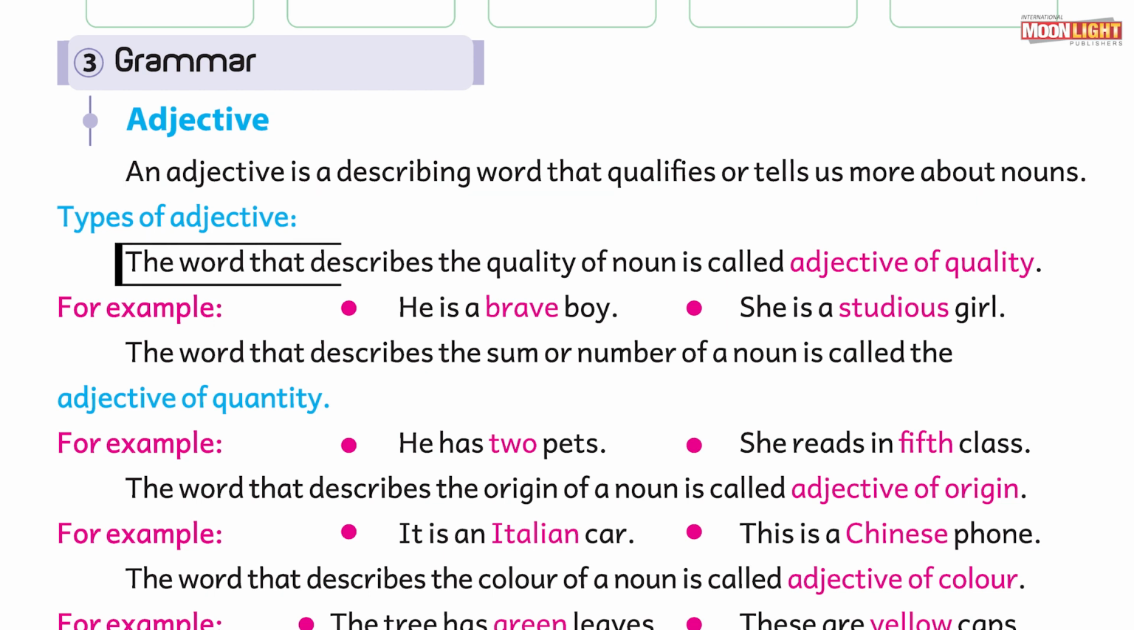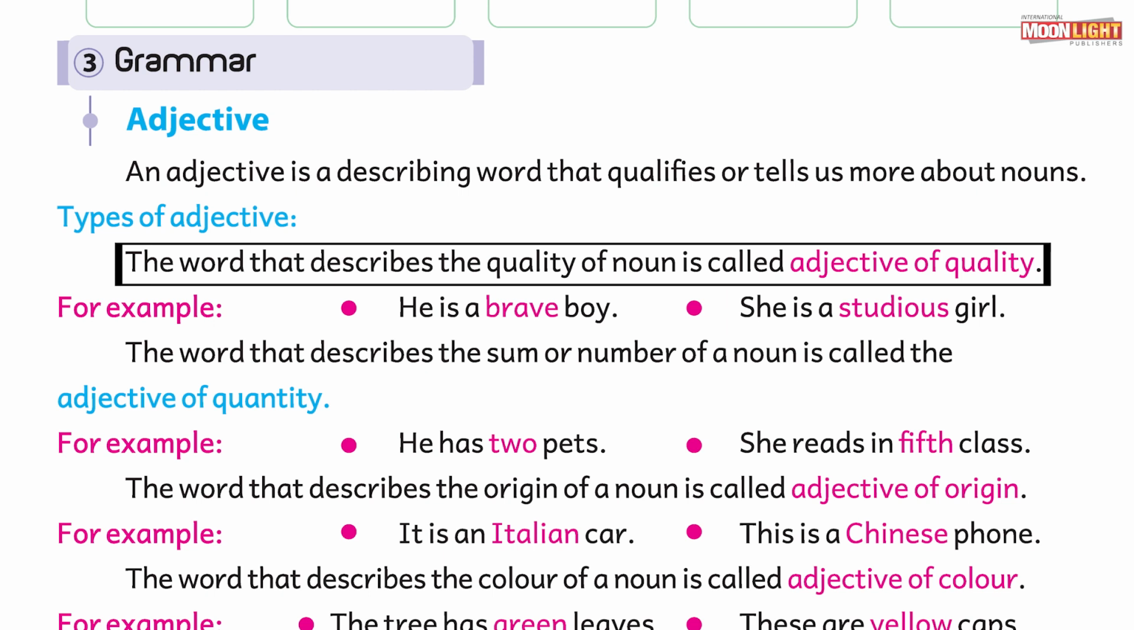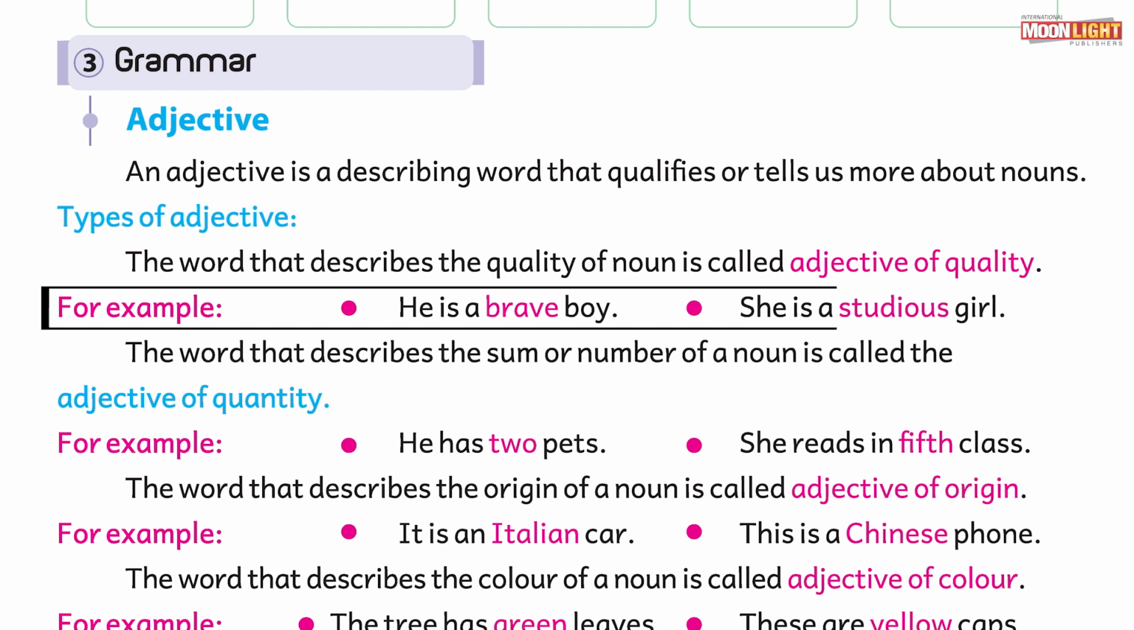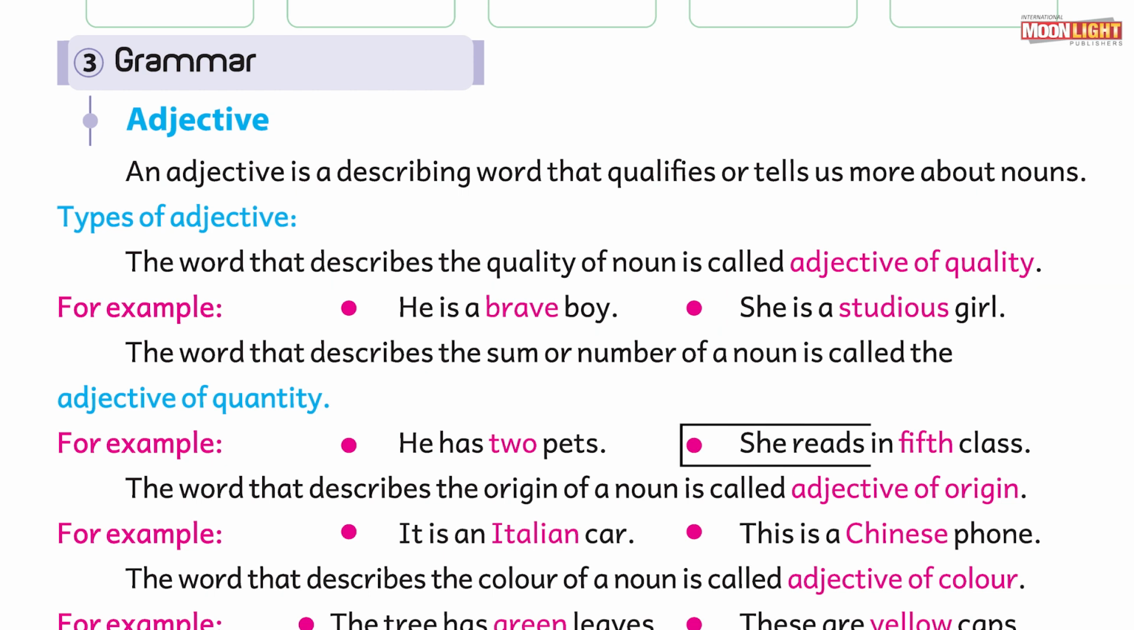The word that describes the quantity or sum of something is called a quantitative adjective. Like, I have 2 pens. Over here, 2 is telling the quantity of pens. So 2 is the adjective. She reads in 5th class. You can see that class is the noun, and 5th is telling the grading and the number as well. So 5th is the adjective.